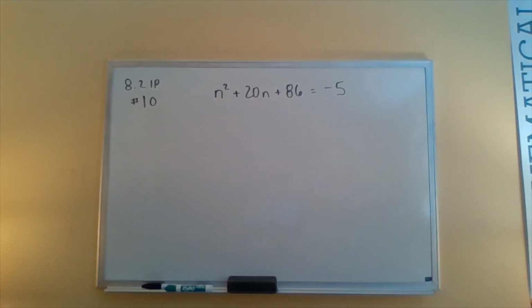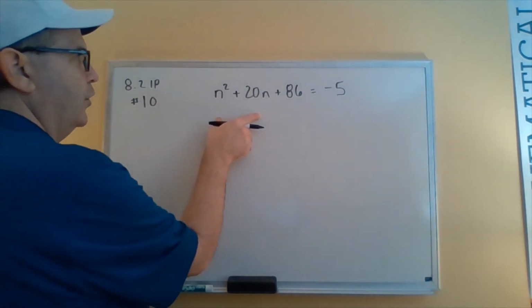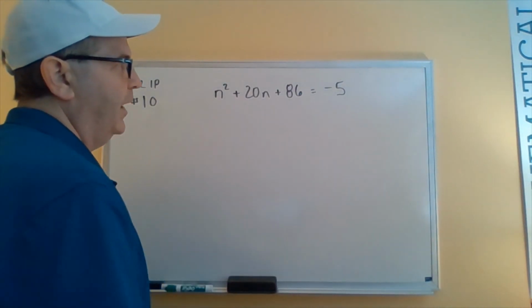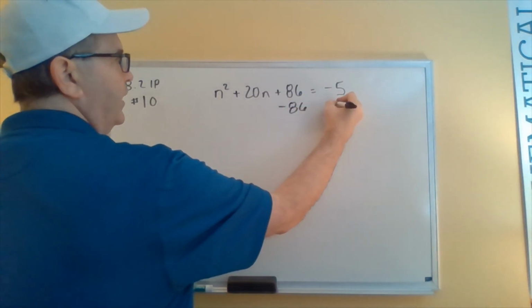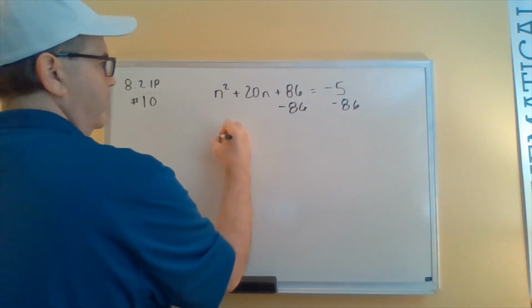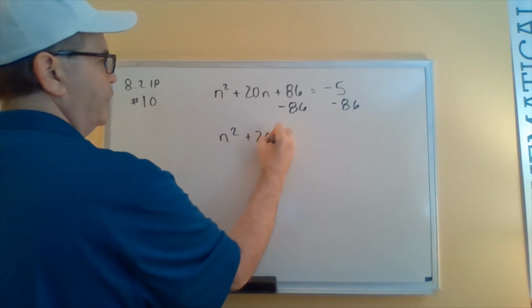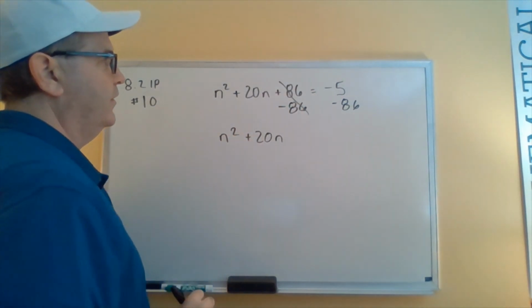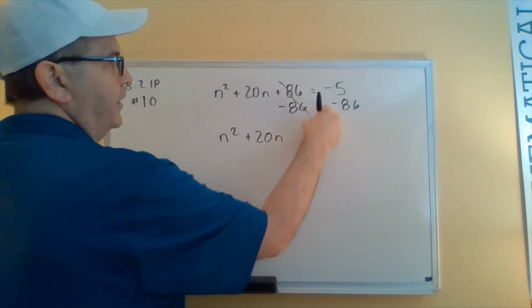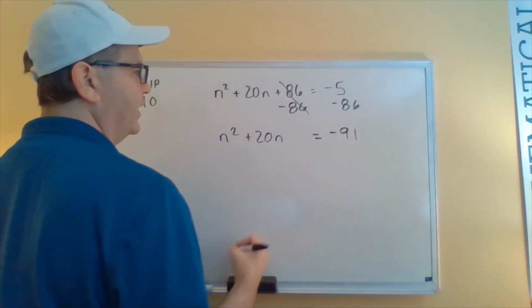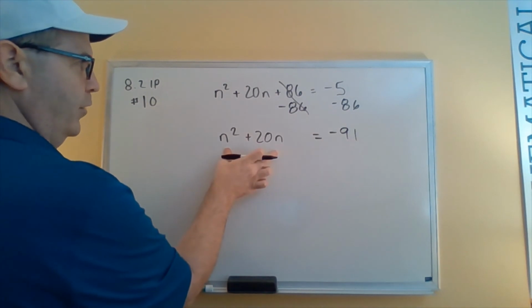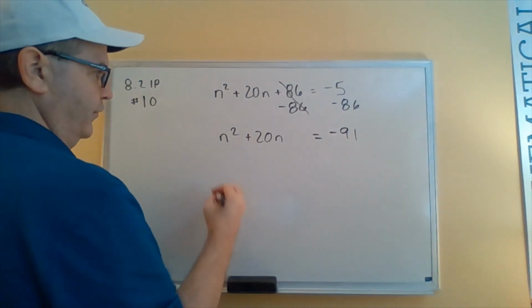Number 10, we're given n squared plus 20n plus 86 equals negative 5. Need to rewrite this so my variable terms are on the left, my constant is by itself on the right. So I'm going to subtract 86 from each side. I'm going to get n squared plus 20n. My 86's cancel each other out. Where I get negative 5 minus 86, that's going to give me a negative 91. So now I have my variable terms on the left, constant by itself on the right.